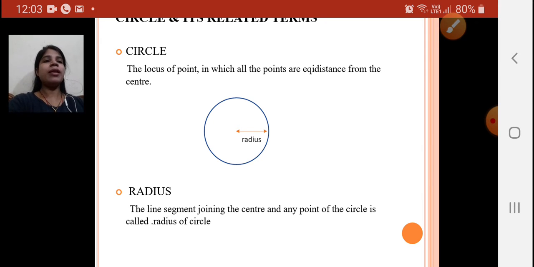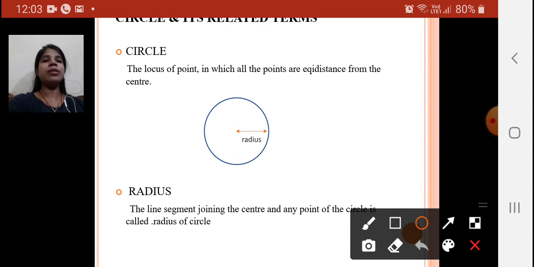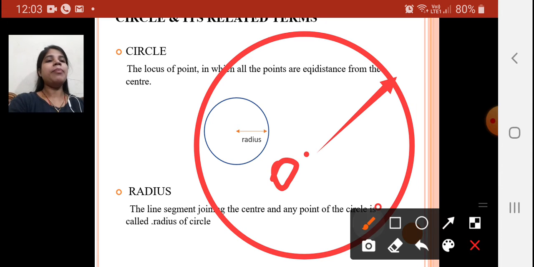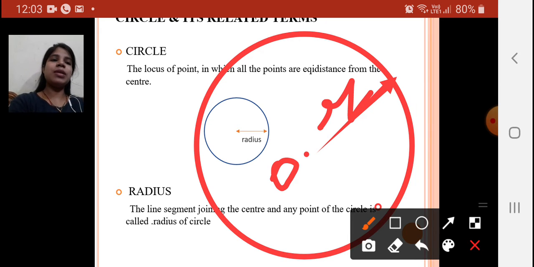So what is a radius? Suppose we have a circle, and here we have a center O. The line that joins the center O to any point of the circle is known as the radius of the circle. Most of the time it is represented by R.